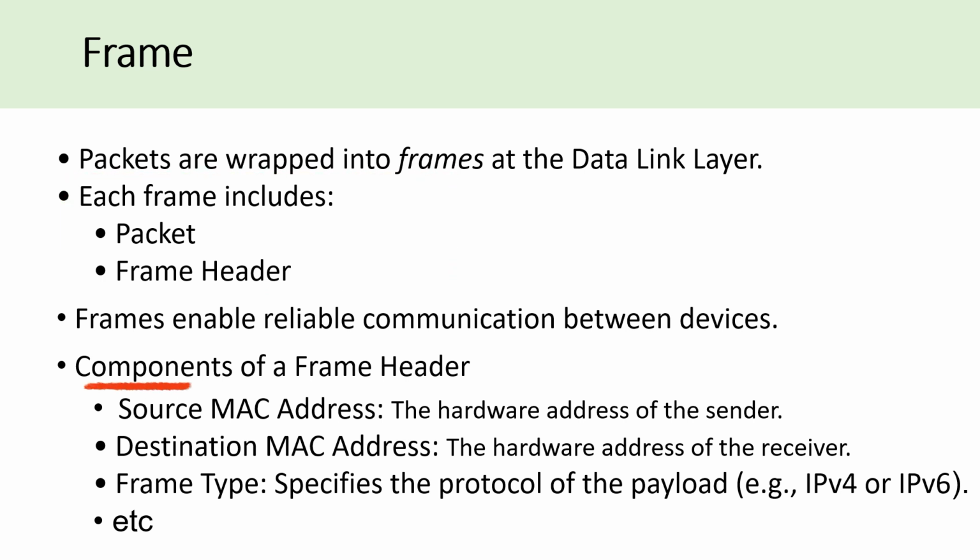When we look at the components of a frame header, this frame header varies depending on the protocol like Ethernet, Wi-Fi or PPP. But common elements include source MAC address, destination MAC address, frame type, etc. The source MAC address is the hardware address of the sender. It indicates which device originated the frame, and the destination MAC address is the hardware address of the receiver. It indicates which device is expected to receive and process it.